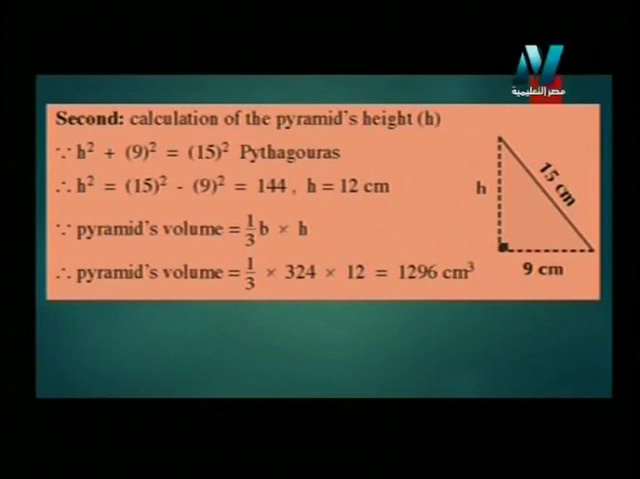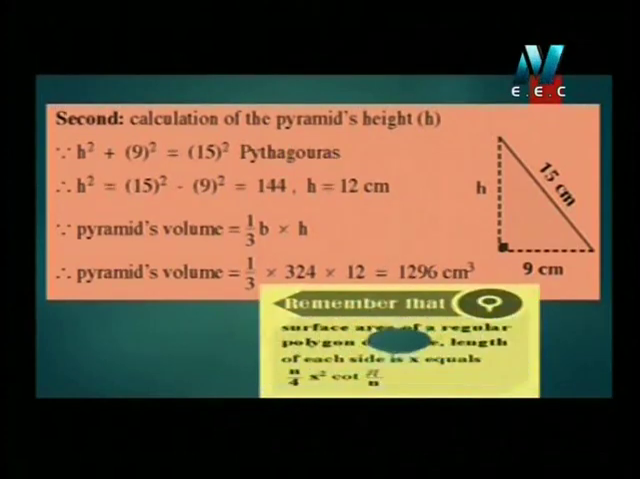Since the pyramid's volume equals 1/3 area of base multiplied by its height, which is 12 centimeter, the pyramid's volume equals 1/3 multiplied by the area of the base, which is 324, multiplied by 12, which is the height, equals 1,296 cubic centimeter. Look carefully, it's cubed, not squared, because it's a volume.